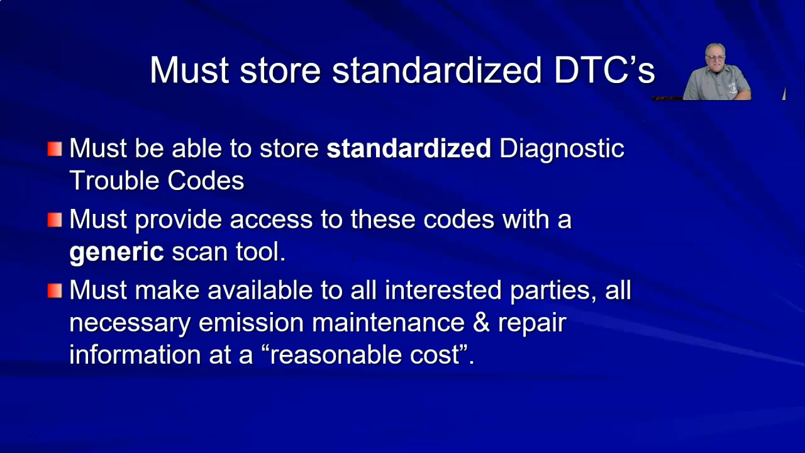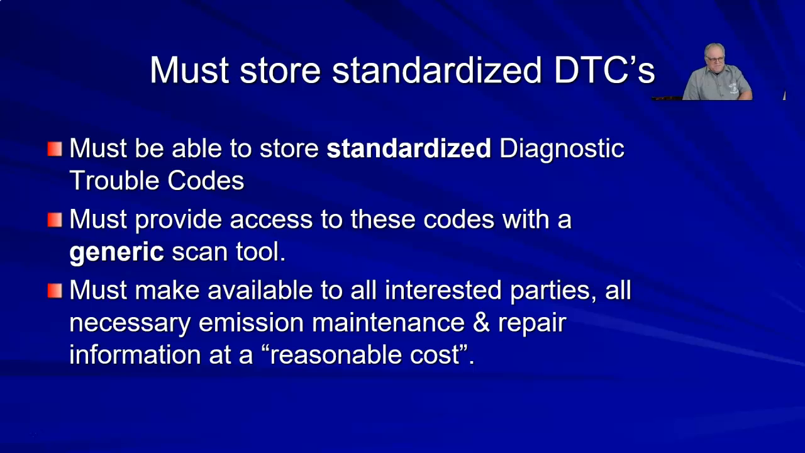The standardized DTCs. Prior to OBD2, each manufacturer had their own codes. Most all of them were a 2-digit code, a 2-number code that could be flashed. With OBD2, now they're a 5-digit, not a 5-number, but a 5-digit code. And some of the codes, or most of the codes actually, are standardized. It's a P0420, a catalytic converter degraded. It doesn't matter if it's a Toyota, a Jaguar, or a Ford. P0420 is a degraded catalytic converter.